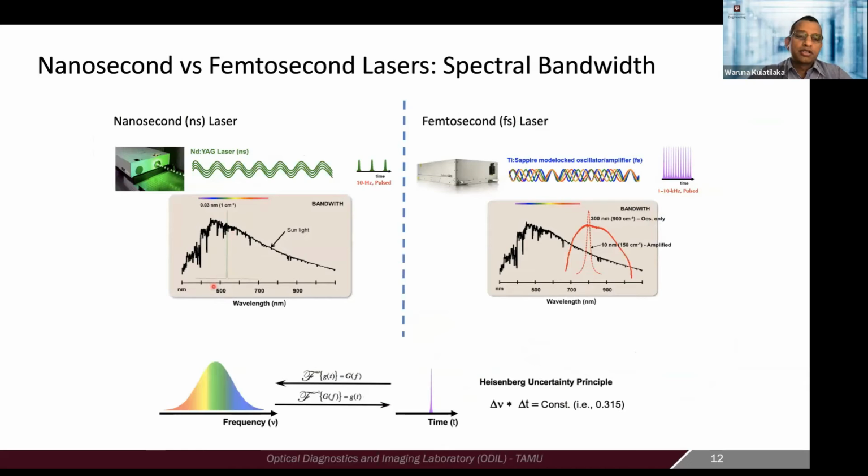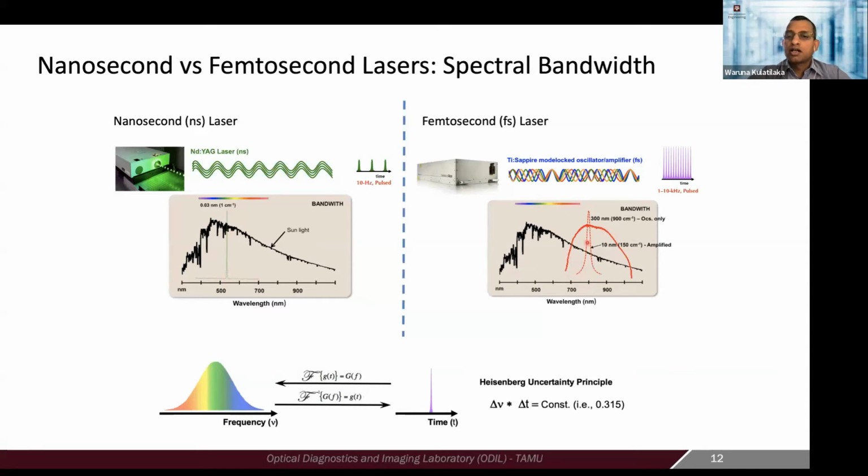And then comparing the nanosecond and femtosecond lasers a little bit, with just a tiny introduction of the laser physics. Nanosecond lasers have very short pulses in time, but very narrow spectral bandwidth. Whereas with femtosecond lasers, because of the mode-locked oscillators and then amplifiers, the way the lasers operate, you get very high bandwidth.